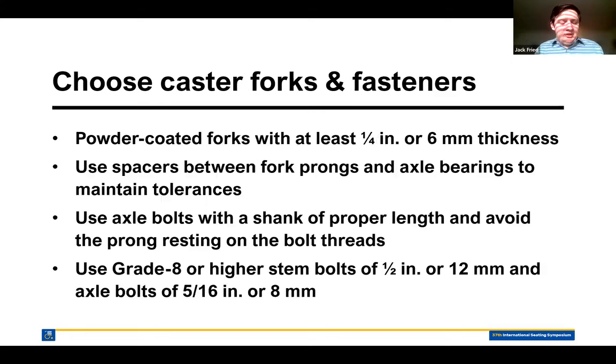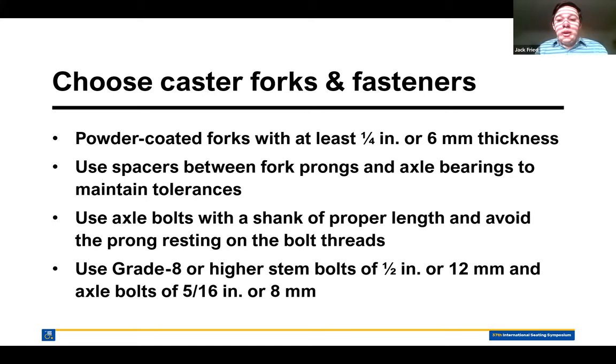And then next, we have choosing the fork and the fastener. So powder-coated forks with at least a 1/4 inch or 6 millimeter thickness are going to provide the greatest amount of durability. Spacers between fork prongs and axle bearings maintain those tolerances to ensure that they're performing the best that they can and taking the load off when needed.